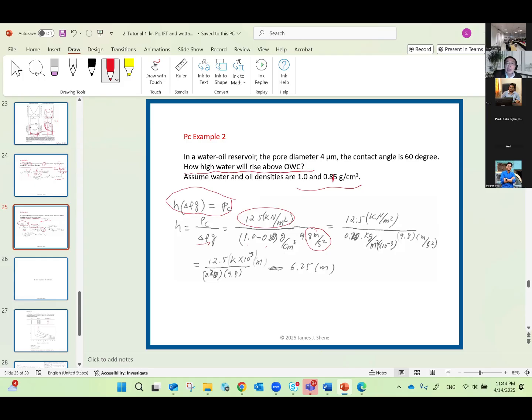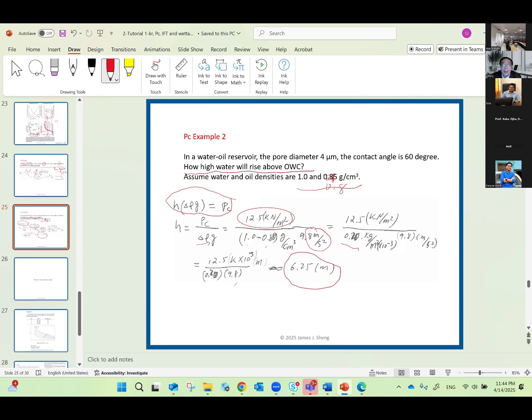Let's use 0.8 for the density, for easy calculation purposes. So this one is simply 0.2, and 0.2 is multiplied by this one. So you do some calculation, and it is approximately 6.25 meters.